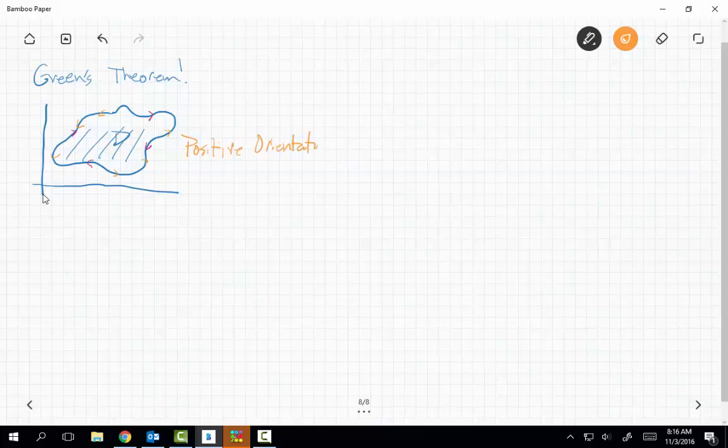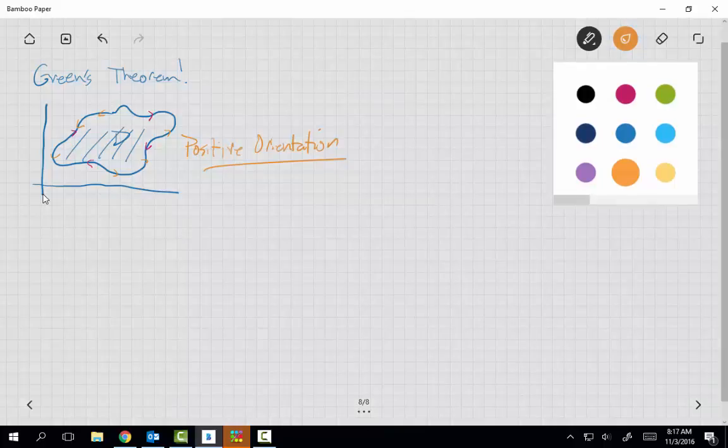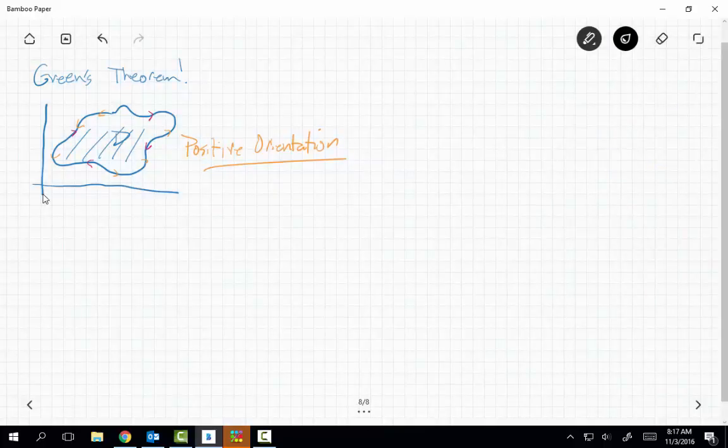Now, I'm going to write out Green's theorem, and it's kind of a long theorem, so bear with me. It's not going to take too long. You can put me on 2 times speed right now. And then we're going to see how it works, because it's pretty powerful. All right, so this is Green's theorem.